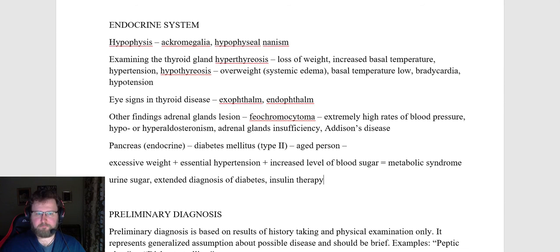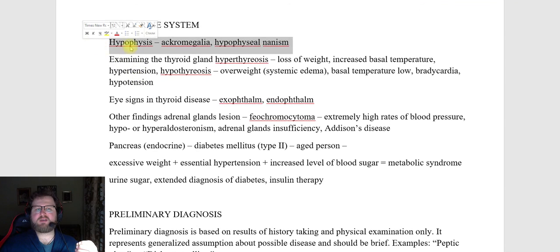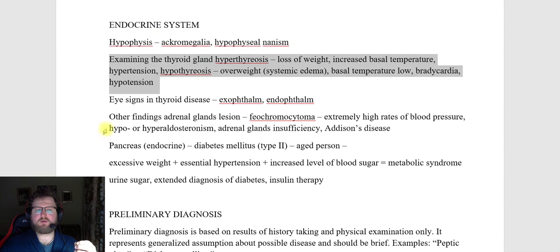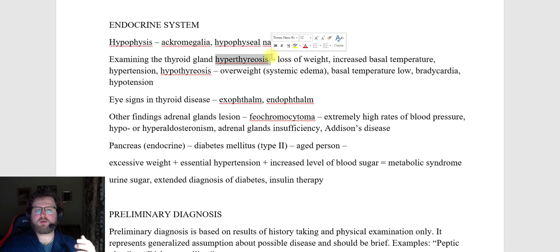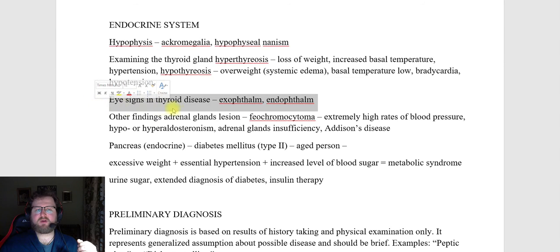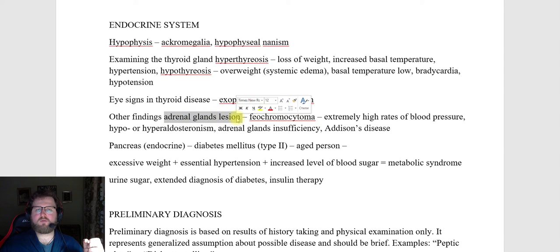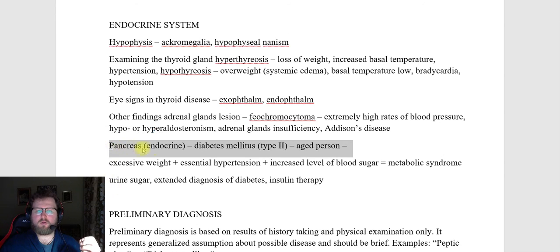So, quick overview. When we're talking about evaluation of the endocrine system, you might see symptoms related to hypophysis dysfunction. Next, you may see signs of thyroid pathology, either hyperthyreosis or hypothyreosis. They may have specific eye signs, which you can also see very clearly in each and every patient. Don't forget about lesions of the adrenal glands, and you should check all of your patients for their diabetes mellitus status.